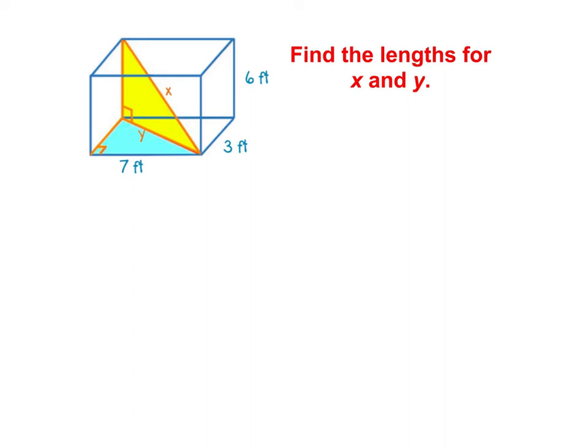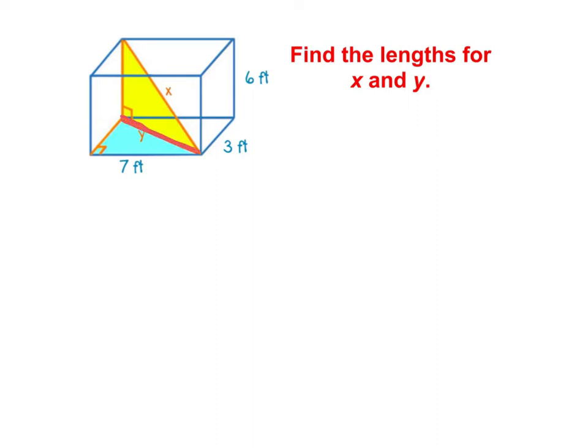One of the most common kinds of applications you're asked to do is to find the diagonal of a box, and this requires multiple steps. Notice that we cannot find this value until we find this value. So we're actually going to do the Pythagorean theorem twice. First, we're going to find the length of y.